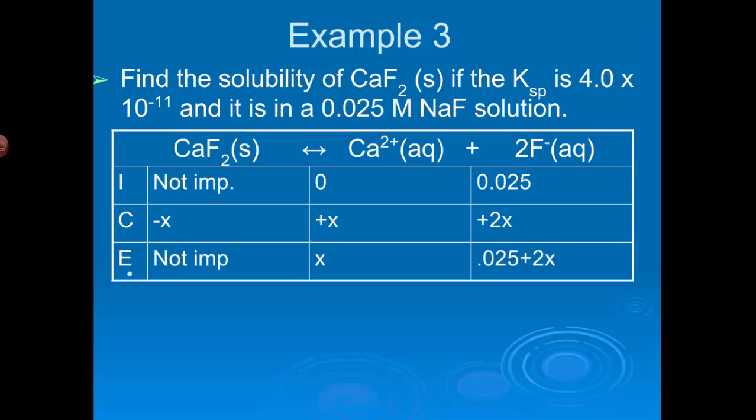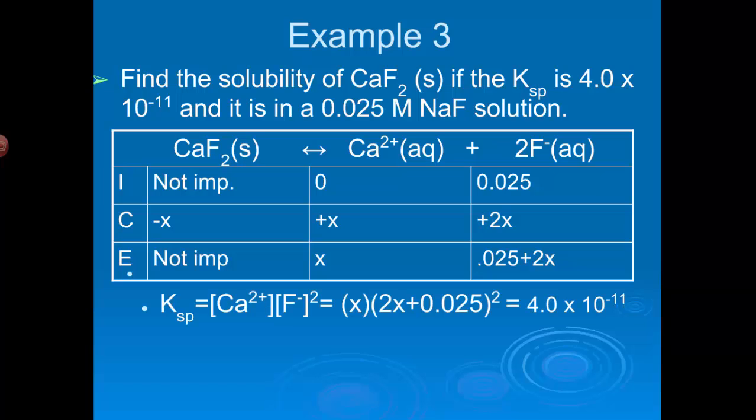CaF2, not important. Calcium ion concentration at the beginning is 0, but we already have 0.025 moles per liter of fluoride. The amount of CaF2 is going to go down by X. The amount of Ca2 plus is going to go up by X. The amount of F minus is going to go up by 2X because it has a coefficient of 2. So at equilibrium, my Ca2 plus concentration is represented by X, and my F minus concentration is represented by 0.025 plus 2X. Plugging that into the KSP expression, concentration calcium times concentration fluoride squared, X times the square of 2X plus 0.025. Just solve for X.